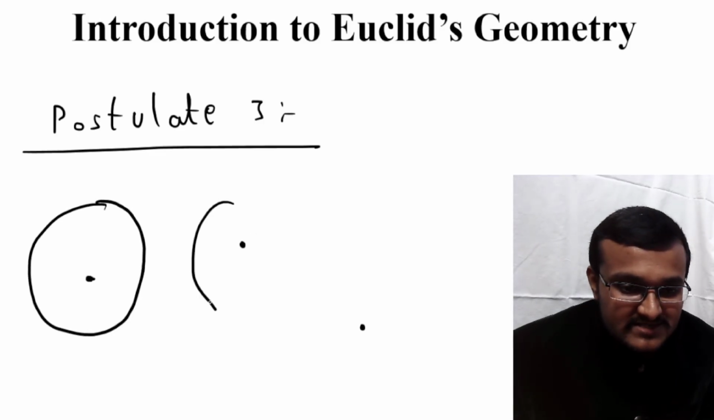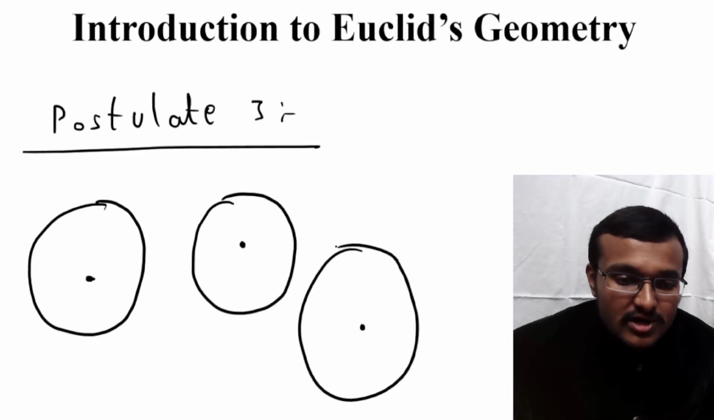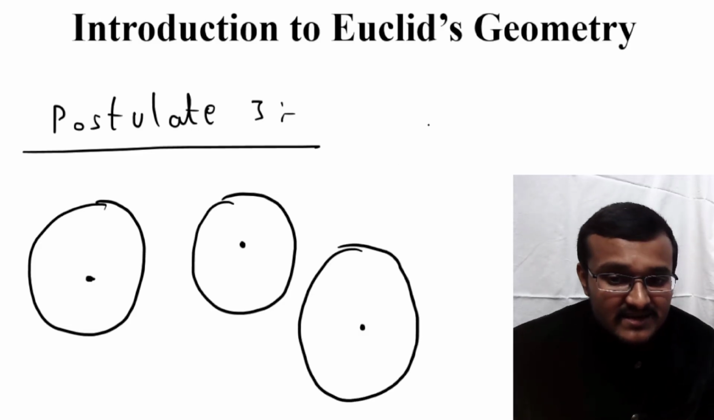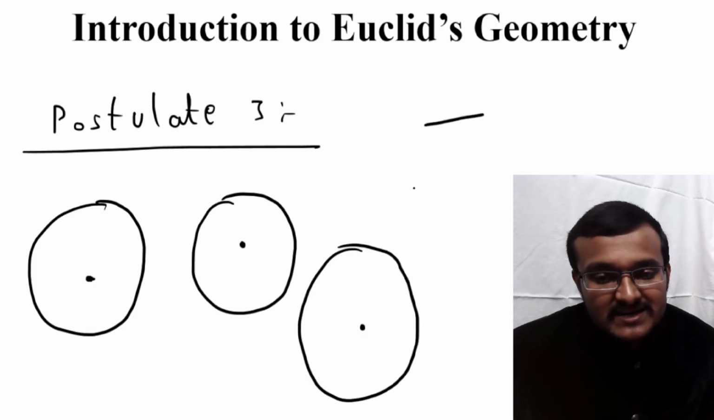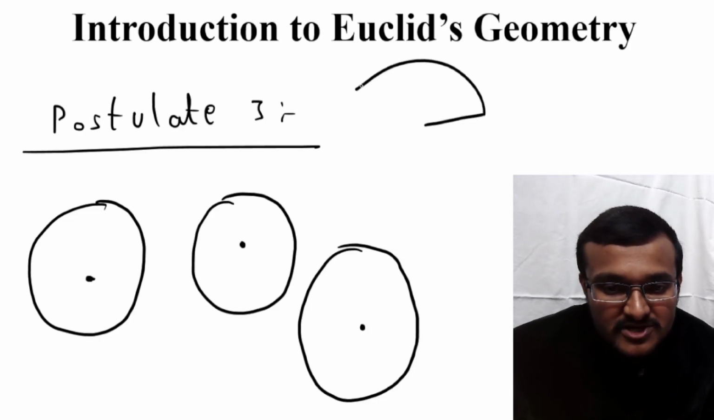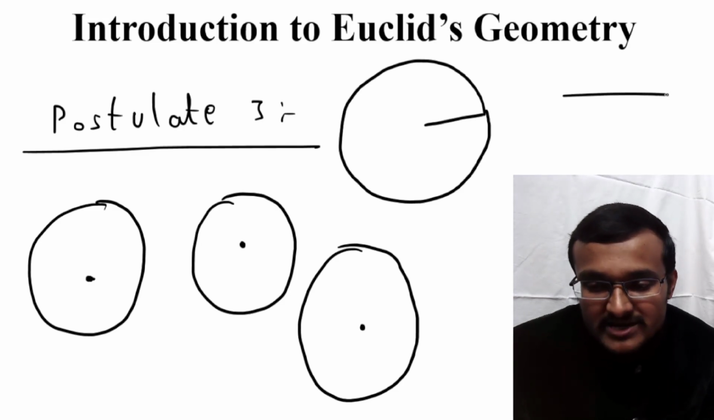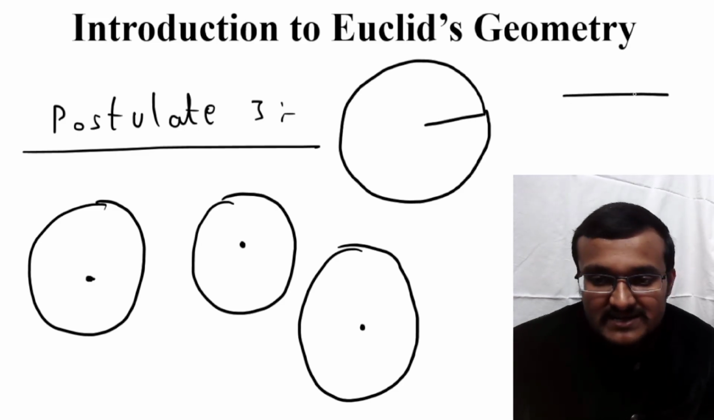Keeping this point as center, you can draw a circle. Similarly, if I give any straight line, you can take this straight line as the radius of this particular circle and draw a circle.